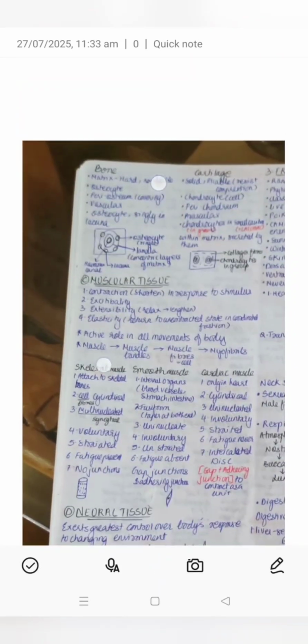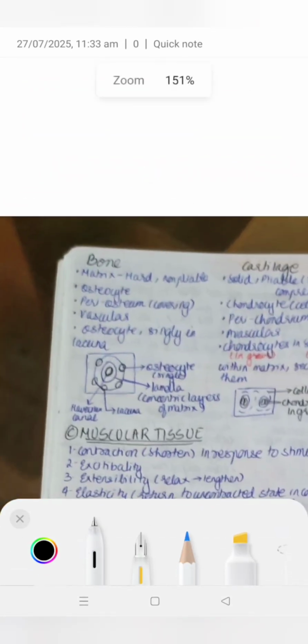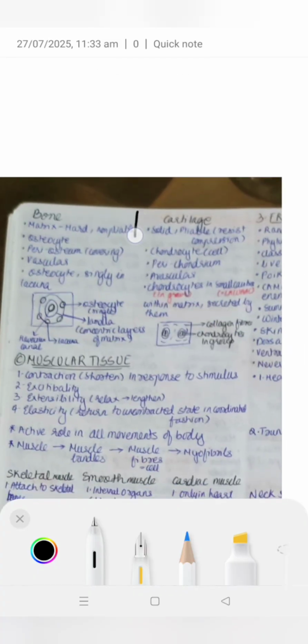Next we have bone. I already told you about bone, that is its functions, but bone matrix is hard and non-pliable, whereas cartilage matrix is soft and pliable, and cartilage resists compression. So this is basically the difference between bone and cartilage. Bone has a hard, non-pliable matrix, whereas cartilage has a solid and pliable matrix and resists compression.